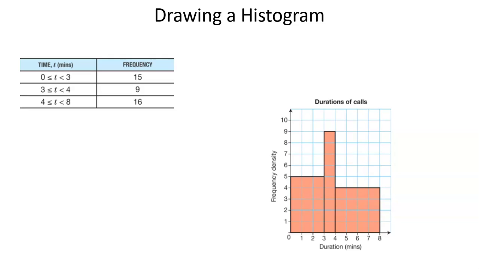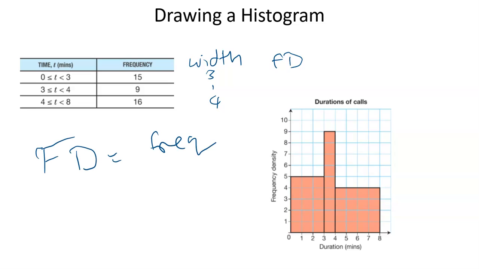That's the end result. So what I would first do here is put a column for width. So we've got 0 to 3 is 3, 3 to 4 is 1, and 4 to 8 is 4. And then frequency density is the frequency divided by the class width. So 15 divided by 3 is 5, 9 divided by 1 is 9, 16 divided by 4 is 4. Now, you often get decimals in this, so don't worry if you get really horrible decimal numbers. That's absolutely normal. It just happens in this case. They've done nice, easy numbers, and we haven't.